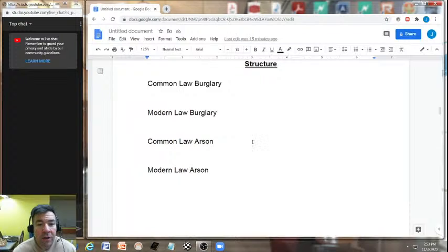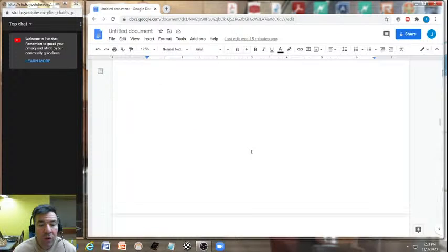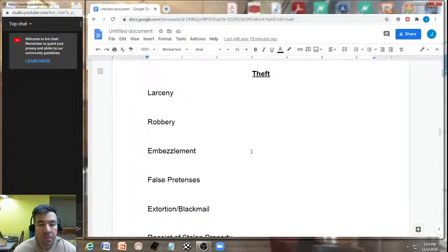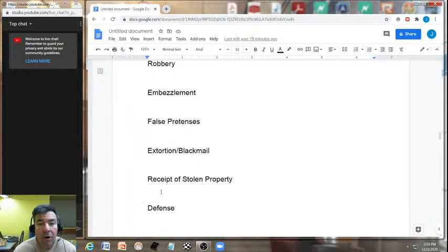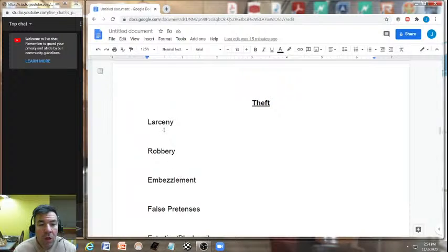Excellent. So now, after we've addressed structure crimes here, we can go down to theft crimes. Theft crimes can be broken into larceny, robbery, embezzlement, false pretenses, extortion, blackmail, receipt of stolen property, and don't forget about our defenses. Larceny.